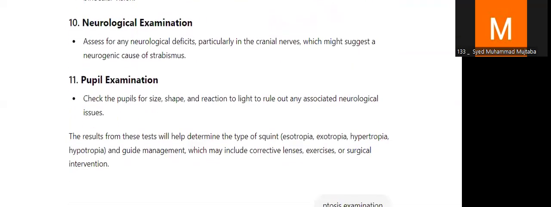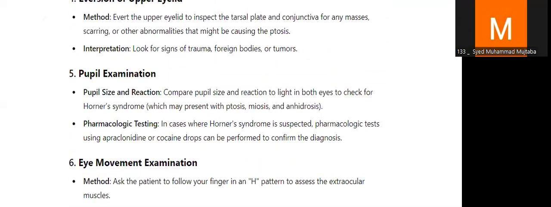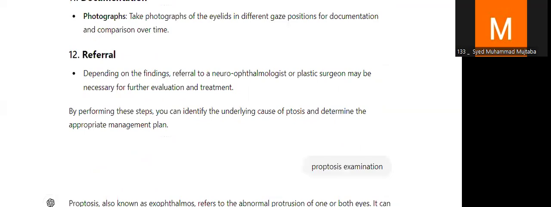Now we'll be doing the pupil examination. In order to do the pupil examination, we will shine a light at the two eyes, and then we will see if the pupils are central in position, equally reactive, and don't have any irregular shape. So this covers the pupil examination.